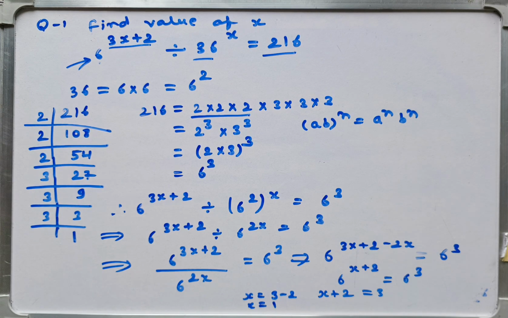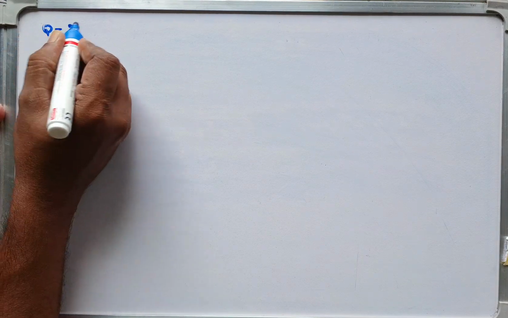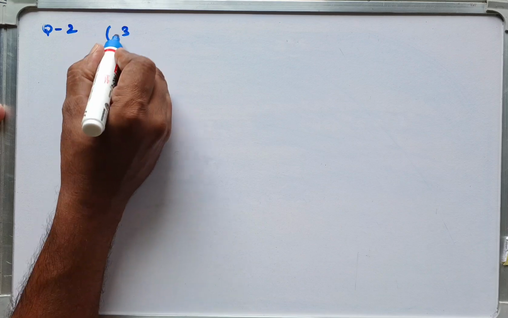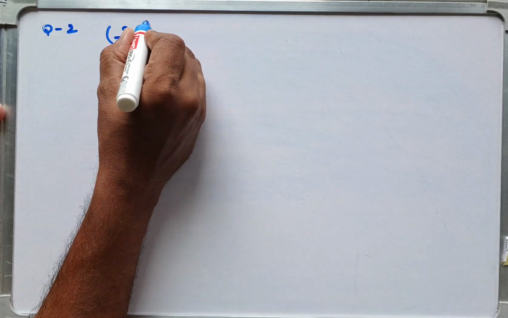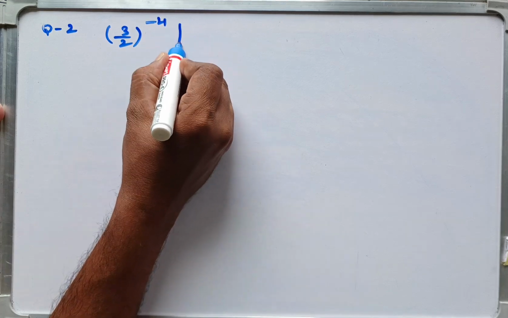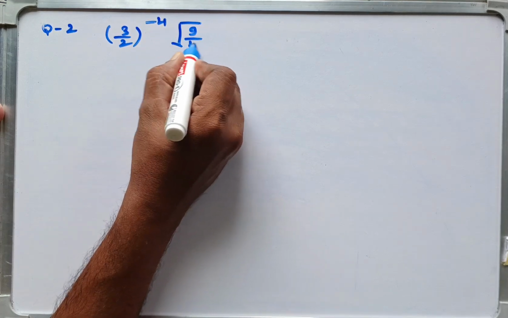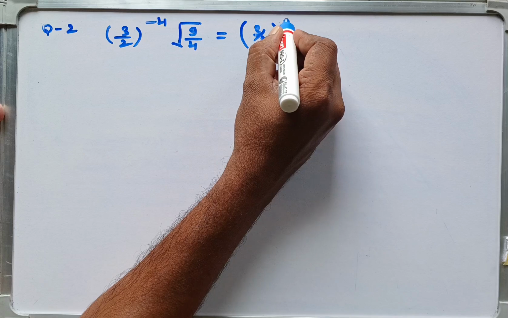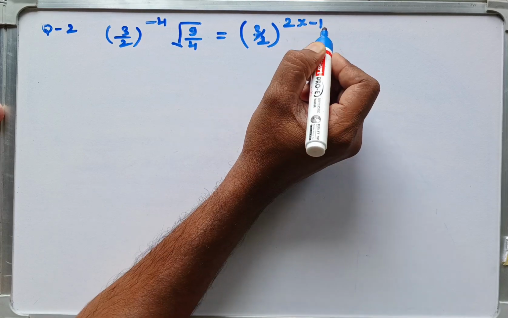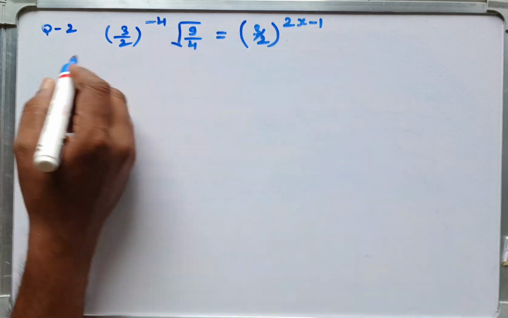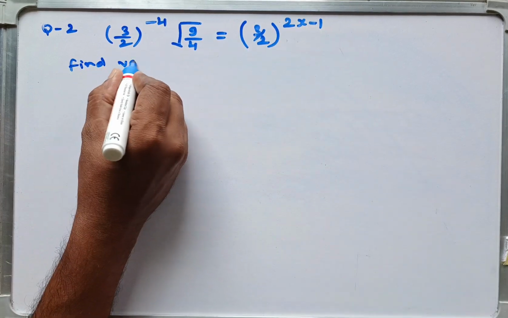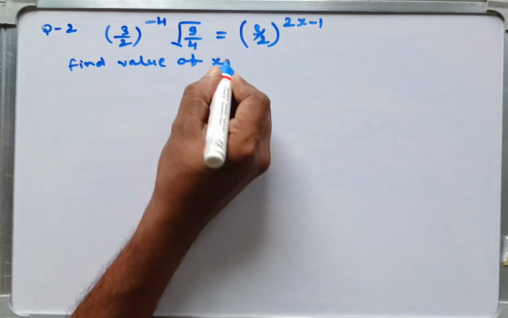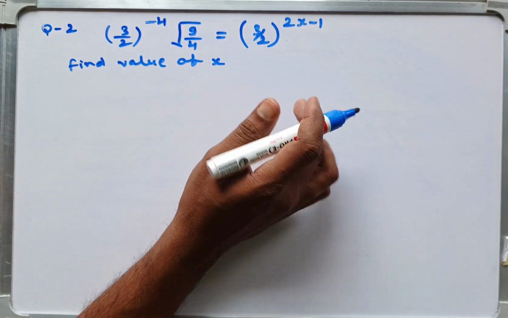The next one, see one more example for this. Suppose question number 2, a number is given like (3 by 2) whole to the power of minus 4, then under root 9 by 4 equal to (3 by 2) whole to the power of 2x minus 1. So find the value of x. What will be the value of x here?